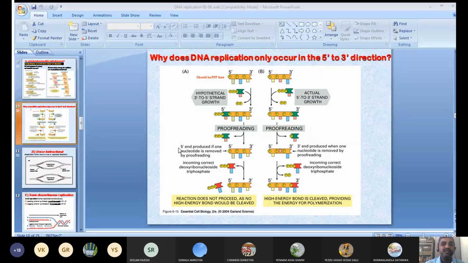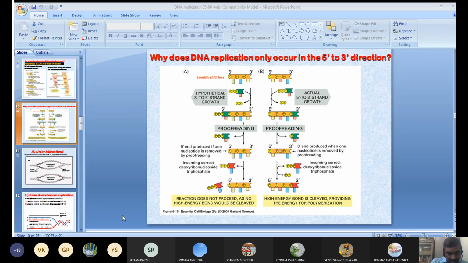So that means proofreading and all will be done, and then a 5' end is produced if one nucleotide is removed. Usually, initially it forms as a triphosphate, but later the triphosphate will get removed and only the single phosphate will be joined. I'll tell you this when we go through the complete process of replication, how it happens. We will see these things later.